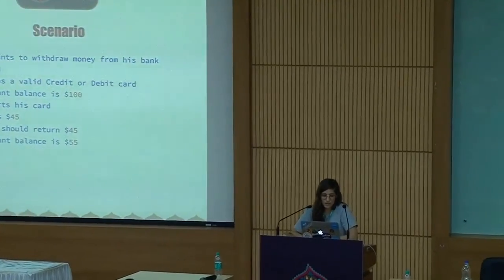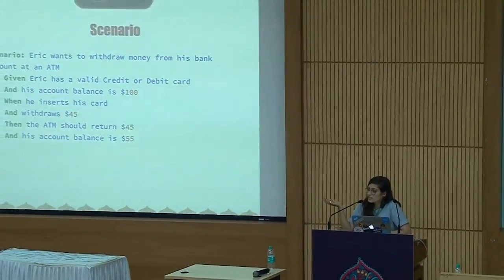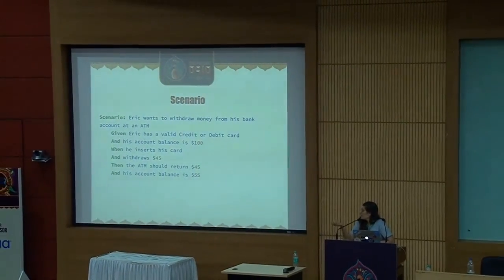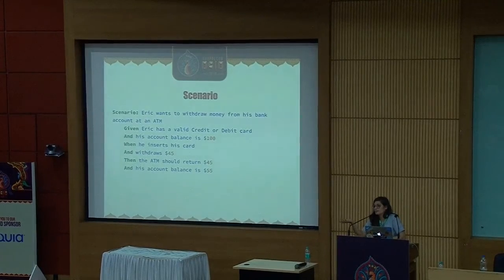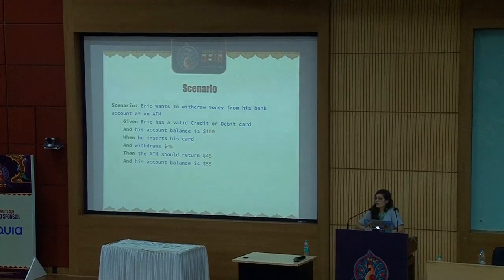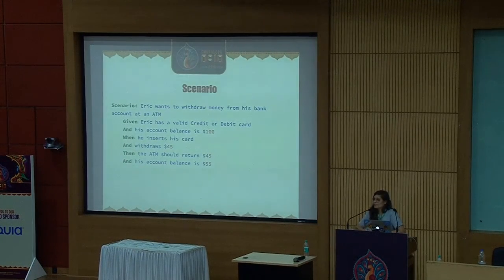Next is scenarios. For scenarios, you have an individual behavior or small part of functionality which you want to cover, and you outline that. For example, here I want to see how he withdraws the money. So I have written: Eric wants to withdraw some money from his ATM card. So what needs to be done? First of all, he needs to have a valid credit card or debit card. Then his account balance should have some money. And he inserts his card in the ATM machine and then withdraws the money. Now what should the ATM machine do? It should give you the money. And lastly, the account balance should be updated, so he sees what his balance is now. So this is a small example of a scenario. If anyone has some questions, please feel free to ask.